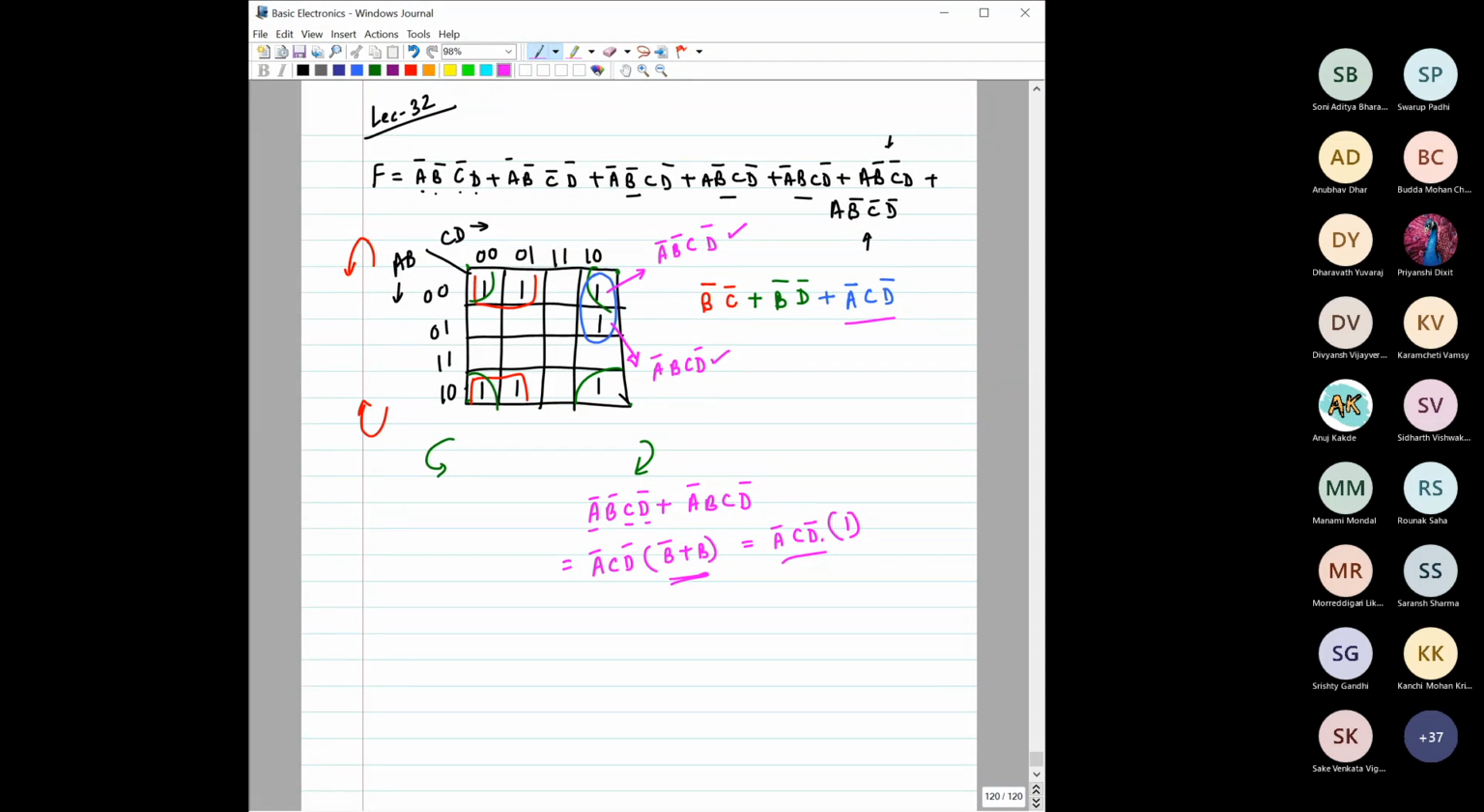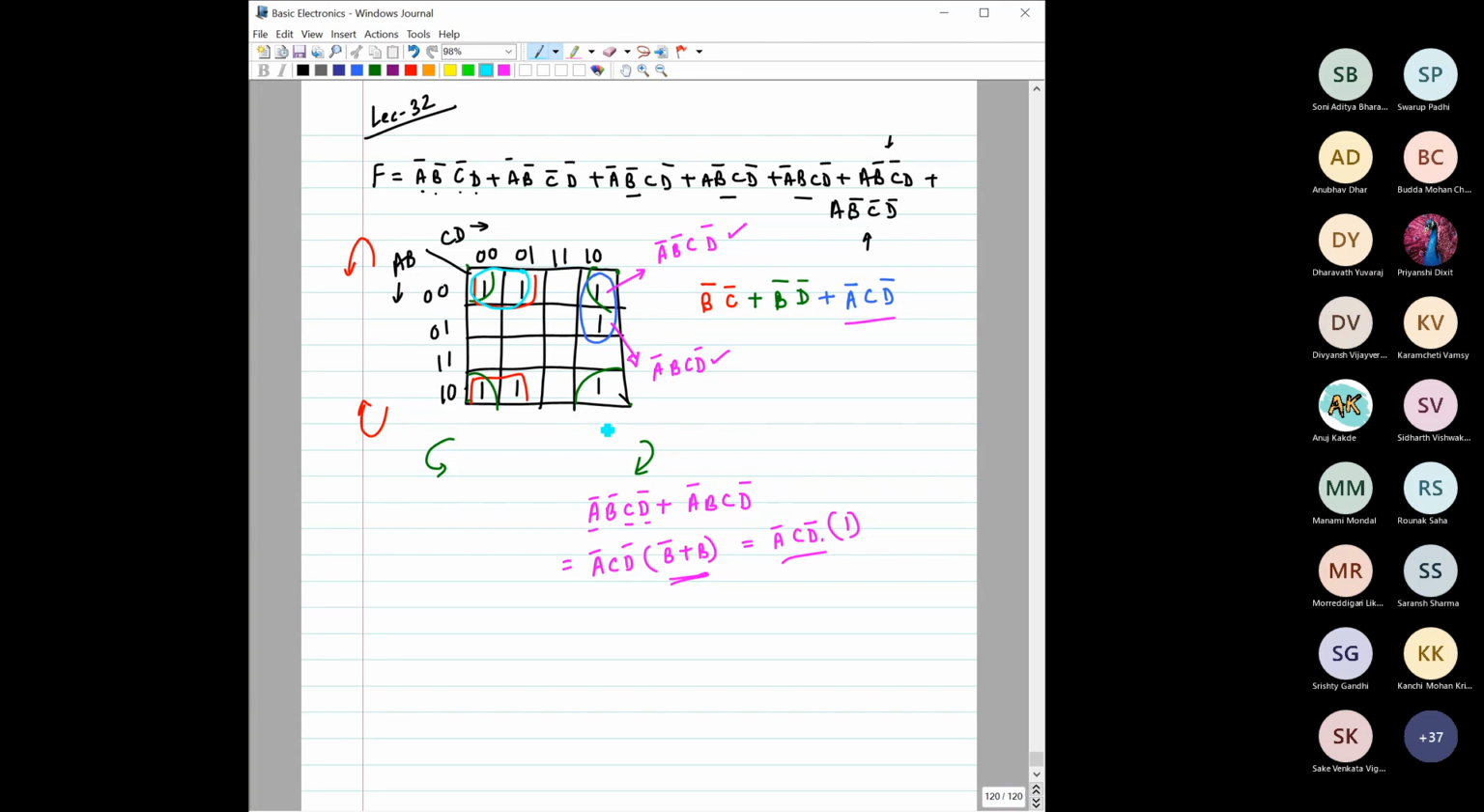Sir, we shall not include two already grouped ones again, right? Suppose you want to make one more group like this. There is no point, because you will get some redundant terms since this one has already been included. So you should remember that you should not leave any one out. If there is no one left, if all ones have been included in one of the groups, then it is fine.